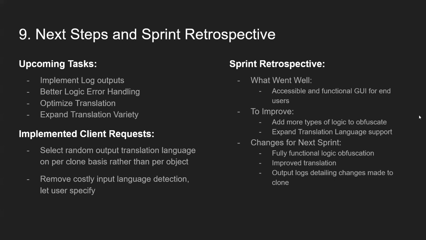For our sprint retrospective, what went well is that we created an accessible and functional GUI for end users. To improve, we need to add more types of logic to obfuscate and expand translation language support. Changes for next sprint to build off of this include fully functional logic obfuscation, improved translation, and output logs detailing changes made to the clone, as currently output is only done in the GUI itself and is transient so that when you close it, you can't see what a previous generation did.